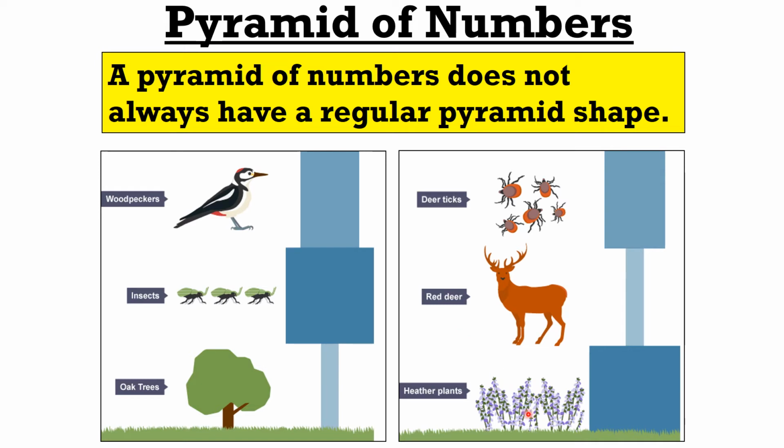So if you look at this one here, you've got heather, a large number of heather plants being fed on by one red deer, and then you've got a large number of ticks which are feeding off the deer. Okay.